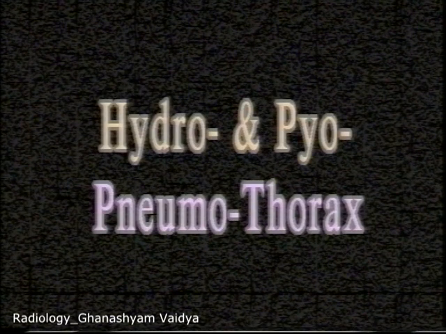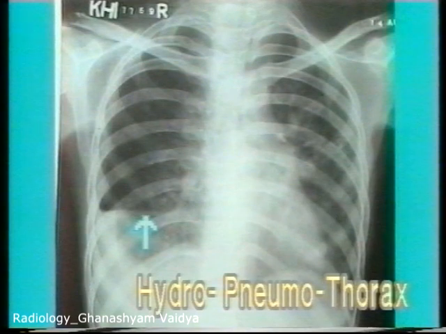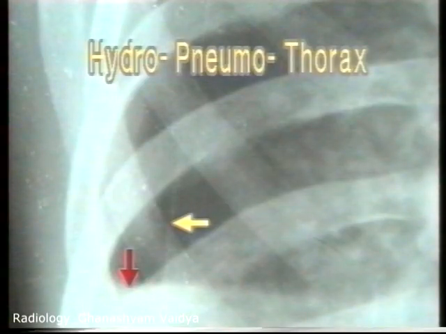Hydro and pyopneumothorax. When the pleural cavity contains both fluid and air, the condition is termed as hydropneumothorax if the fluid is clear and pyopneumothorax if the fluid is pus. This X-ray shows a horizontal fluid level in the right hemithorax which is touching the chest wall laterally. The red arrow shows the horizontal fluid level and the yellow arrow shows the border of the collapsed lung seen parallel to the chest wall, separated from it by the radiolucent band of pneumothorax.